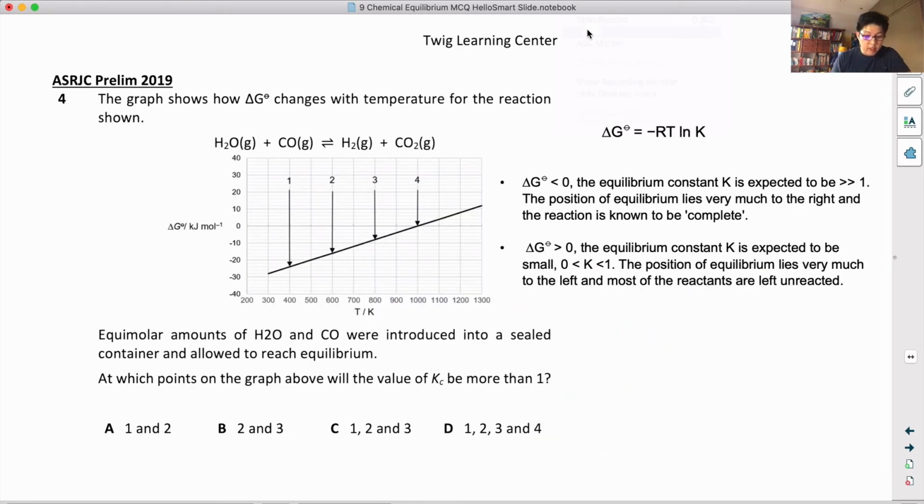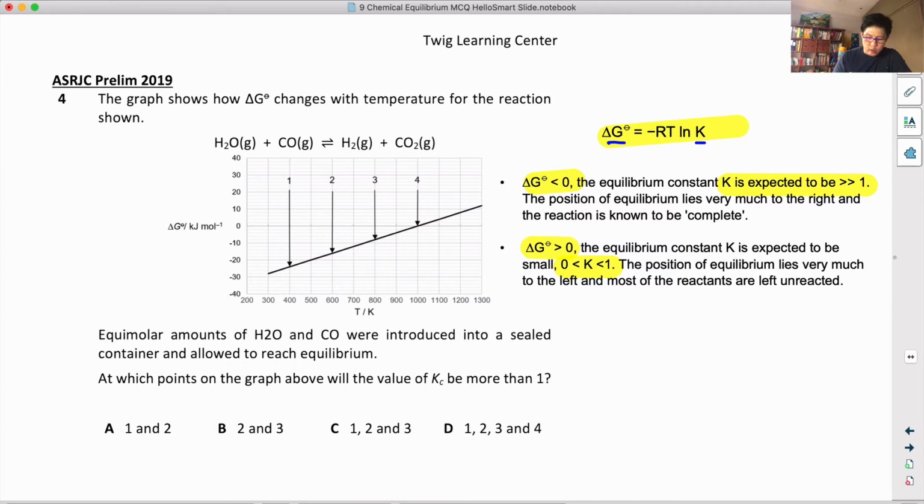All right. Okay, the graph shows how change in G changes with temperature. So actually, there's an equation you can think of, that's like that. You're trying to show that change in G is related to the equilibrium constant. So some things you can take note of. If change in G is less than 0, all right, the K is expected to be much greater than 1. If the change in G is greater than 0, all right, the K is expected to be between 0 and 1.